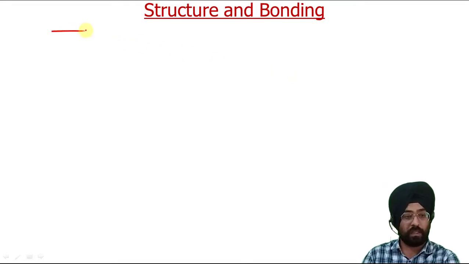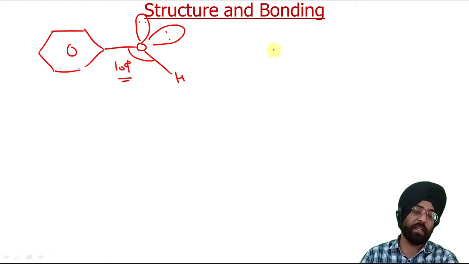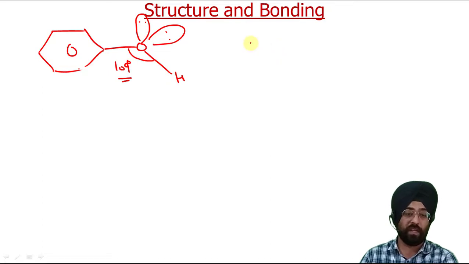I will keep the structure because we have to use it. Oxygen hydrogen. Okay, so this bond angle is something about 109 degree, so it is slightly greater than in case of methanol, which was 108 degree and 5 minute.